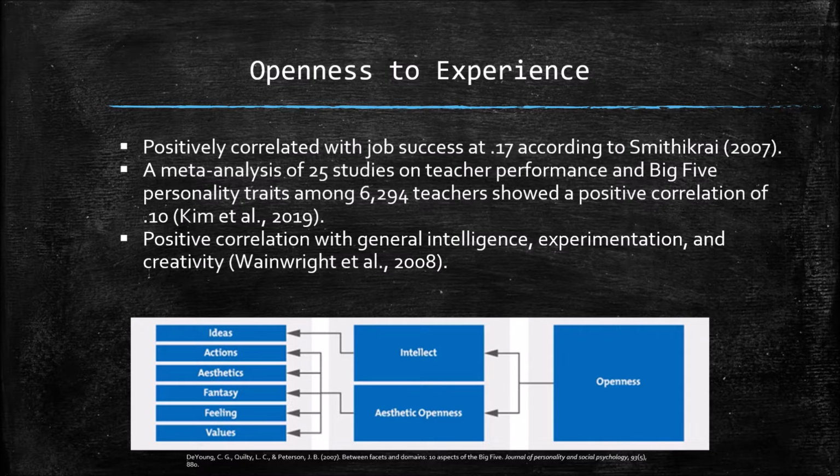The reason for this is a positive correlation with general intelligence, experimentation, and creativity. Let's break it down real quick. Openness is very highly correlated with general intelligence, and I believe it's about 0.7 or so. For those of you who aren't the most keen on correlations, that's really high. You never see a correlation of 0.7. That really shows you that you've got something there. 0.7 is huge, so it almost goes hand in hand.